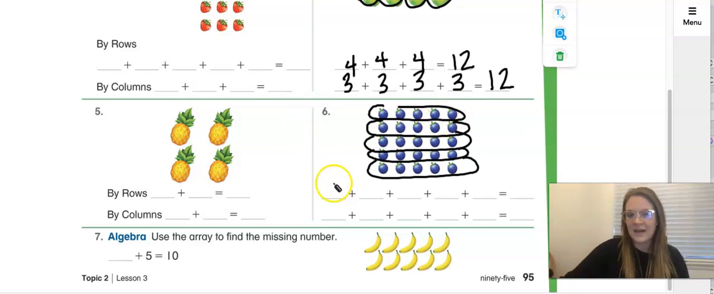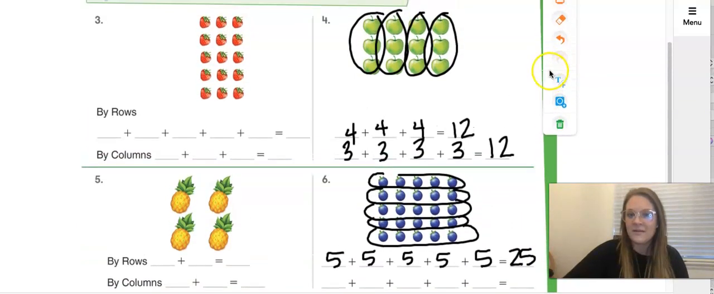So I'm going to need to add 5 times. So I have 5 plus 5 plus 5 plus 5 plus 5. Now I can skip count by 5s. 5, 10, 15, 20, 25. So I know that I have 25 blueberries in all.